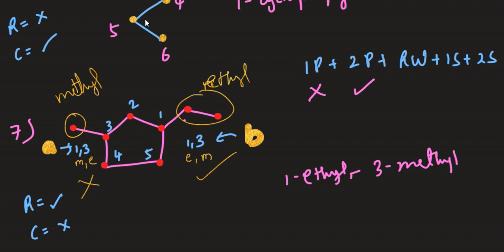root word, can I say cyclopent, next primary suffix ane. So what is the name of the compound? 1 ethyl 3 methyl cyclopentane. Okay, right, let us go with the next one.